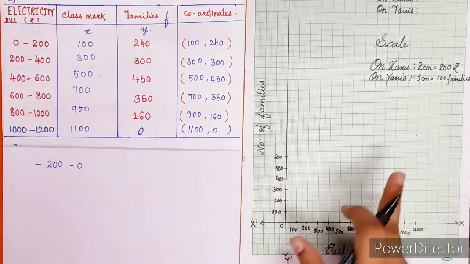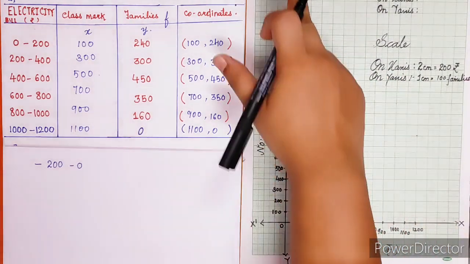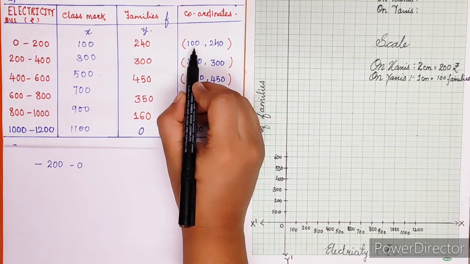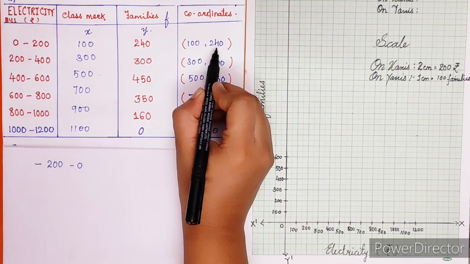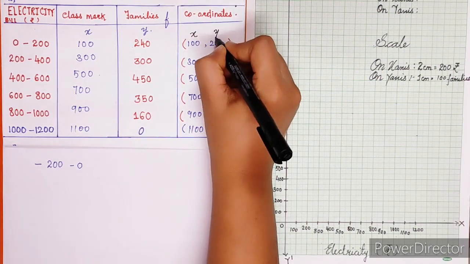So your graph is ready. You have written the scale, you have made both the axes, you have given the names of the axes, and you have written what you are plotting on the x-axis and what you are plotting on the y-axis. So now you can start the plotting. What is your first coordinate? It is 100, 240. So 100 on the x-axis and 240 on the y-axis.